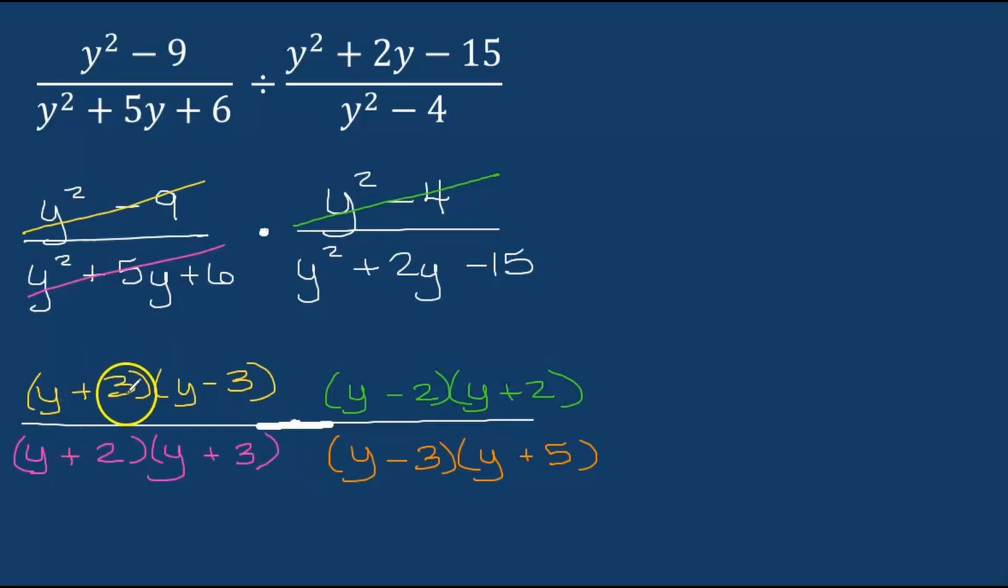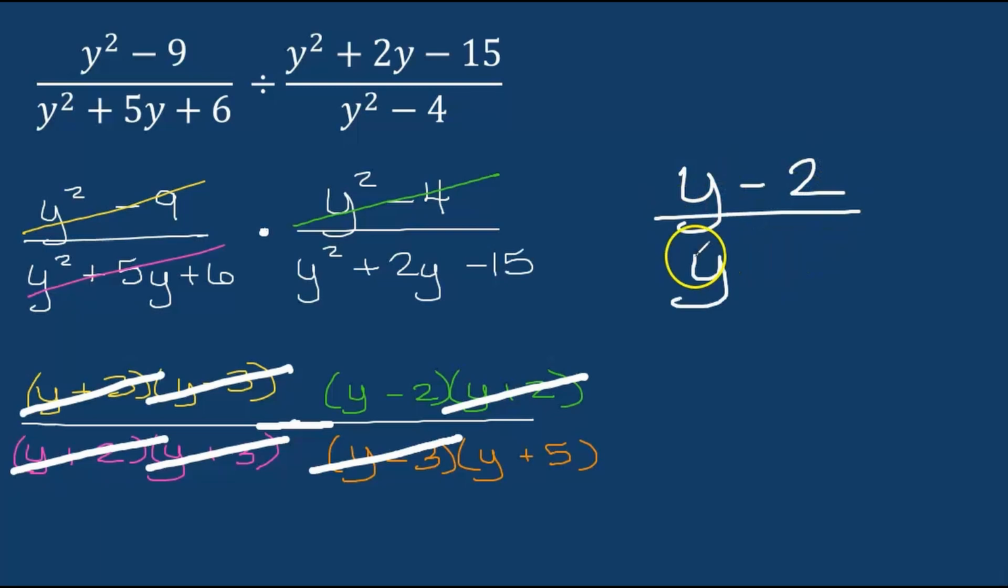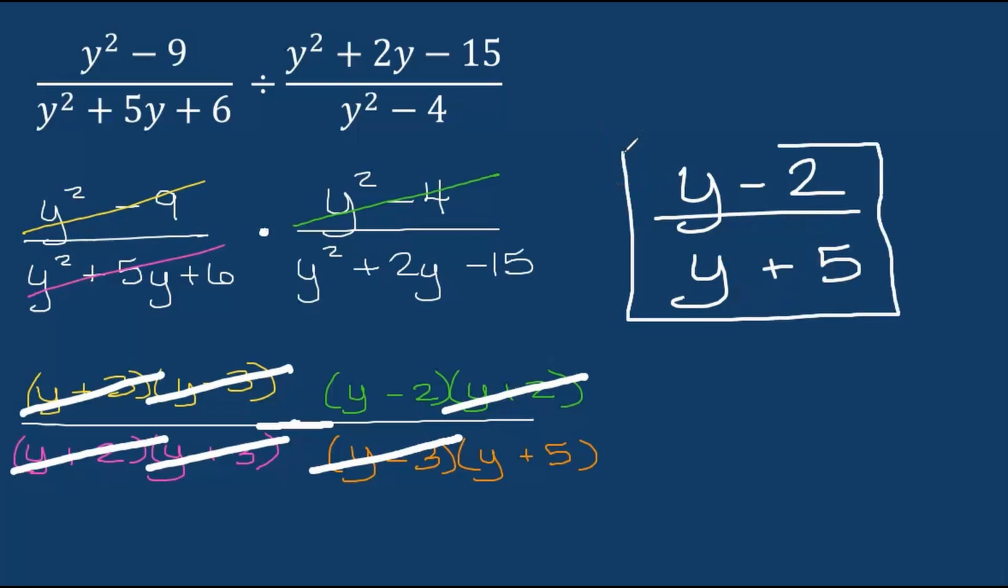Y plus 3, does that exist on the bottom? It does, right here. Y minus 3, is there another one on the bottom? There is, right here. Y minus 2 does not exist on the bottom, but y plus 2 does. And this leaves me with a very simple expression when I'm done. It leaves me with y minus 2 on the top and y plus 5 on the bottom. This is its fully factored form, and there isn't another form to turn it in as.